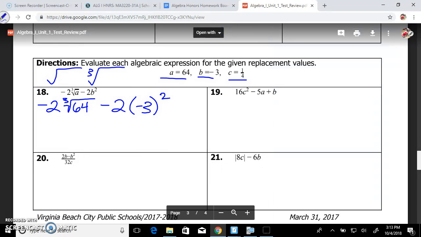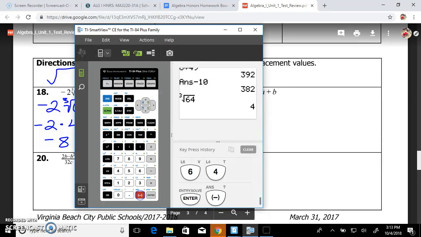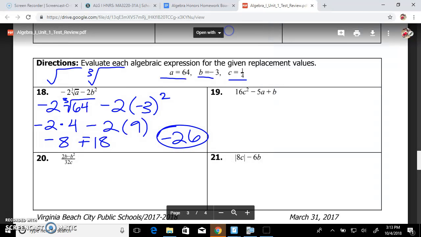So we have negative 2 times 4 minus 2 times negative 3 squared, which is just positive 9. We have multiplication or subtraction. Let's multiply. So we have negative 8 minus 2 times 9 is 18. Negative 8 minus 18 is negative 8 plus negative 18. That should give us negative 26. Let's still check in the calculator just in case. Negative 8 minus 18. Negative 26. Perfect. Let's try the next one.